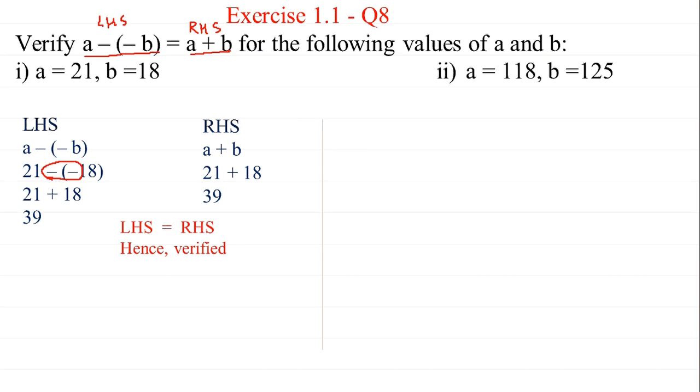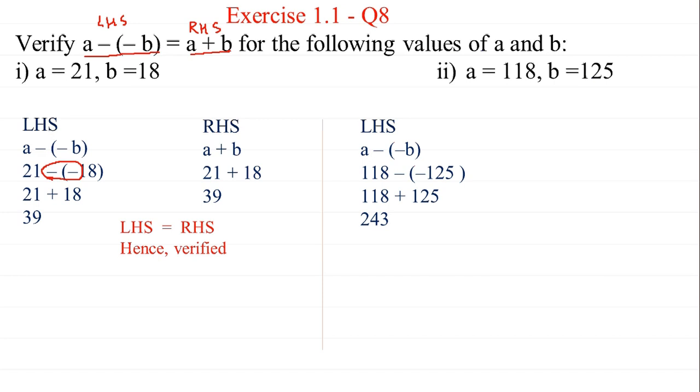Now the second one, let's move on to the second one. Here a is 118 and b is 125. Again we'll start with LHS. The expression is given a minus of minus b. Let's substitute the value. A would be 118 and b would be 125. So when you solve, again minus and minus would be plus, and when you add them, you will get the answer 243.